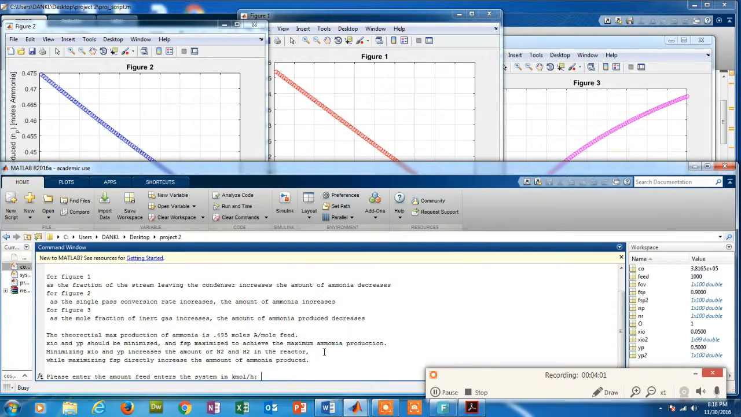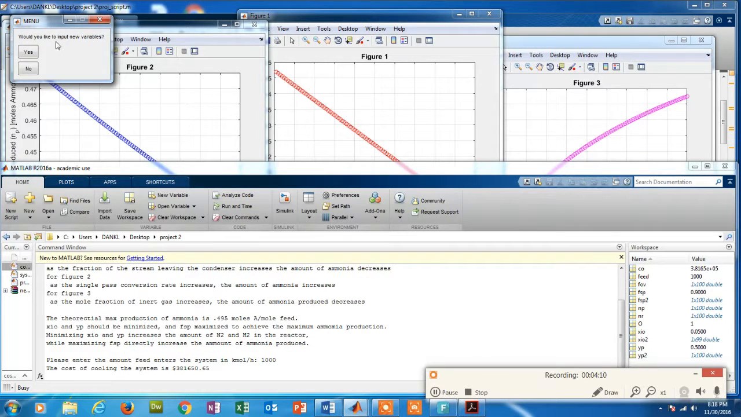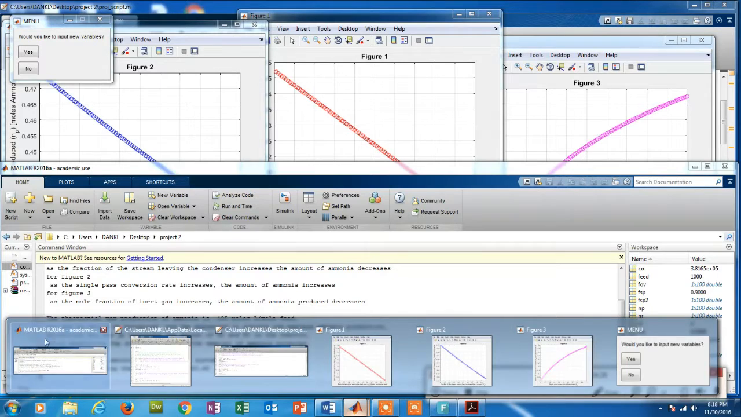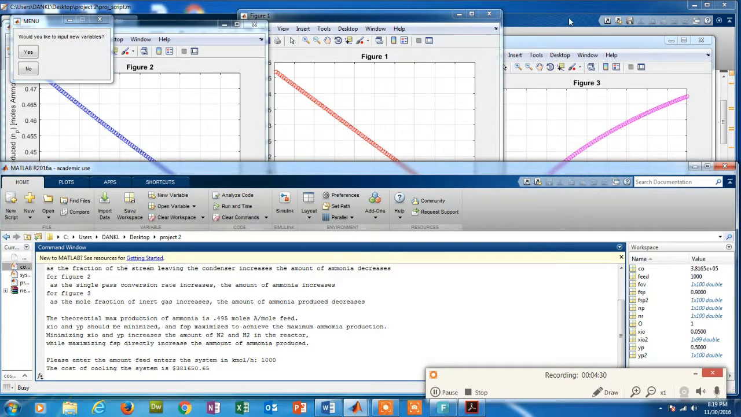It's going to ask how many moles of feed, or what amount, enters the system now that we have all the percentages. We'll go ahead and say that's 1,000. It's printed out what that would cost for the cooling sector. Total to cool down to negative 20 degrees, I believe it is, and it's coming out of the reactor at 450. So between that much, we have our script rather, that actually has that in there.